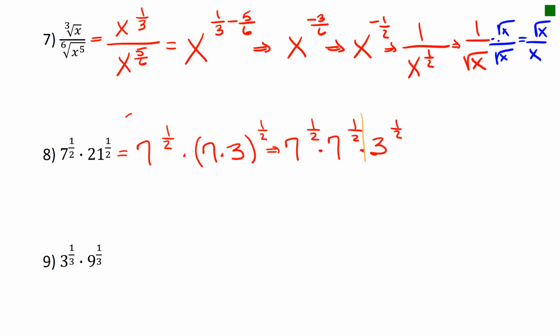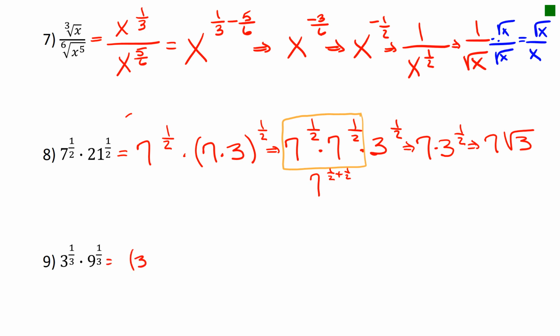I'm going to take these two and put them together because they're the same base. So that's just 7 because it's 1/2 plus 1/2, add the powers, times 3 to the 1/2. Now that looks a little bit weird, and sometimes you feel like you should do something with that. So when I have this kind of a problem, I leave the 7 outside and put my 3 back under the radical. Same thing's going to happen with 9.